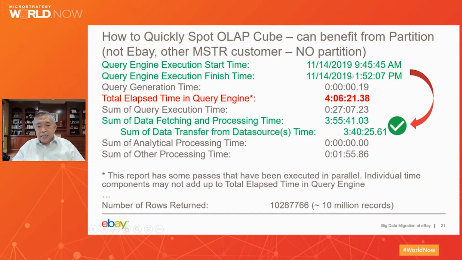This is the summary of the OLAP cube execution. As you can see here, it starts from 9:45 a.m. on November 14, and it finished at 1:52 p.m. on the same day. So the total time here is a little bit over 4 hours, 4 hours and 6 minutes.